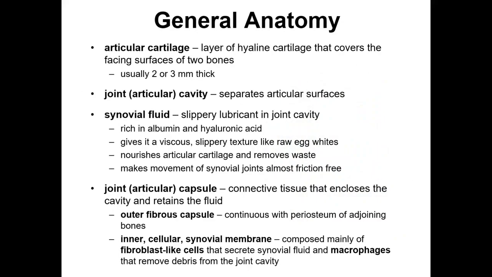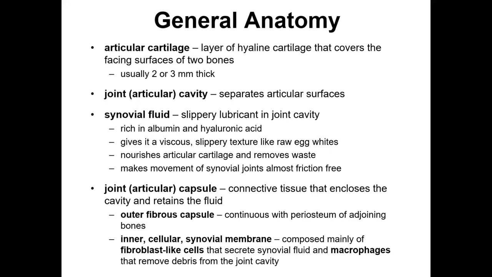So, general anatomy. There is some articular cartilage involved, and this is a layer of hyaline cartilage that covers the facing surfaces of the two bones. And this, remember, provides for a little bit of movement between those bones. You don't want bone on bone. That's painful. So there's usually a little bit of articular cartilage, and we saw that when we talked about the bones. Then you have a joint cavity, and this basically separates the articular surfaces.